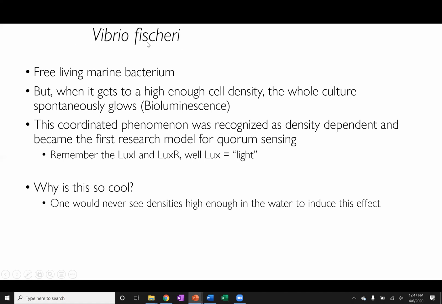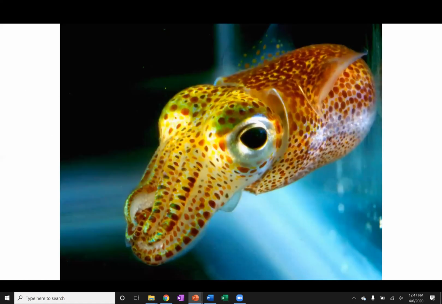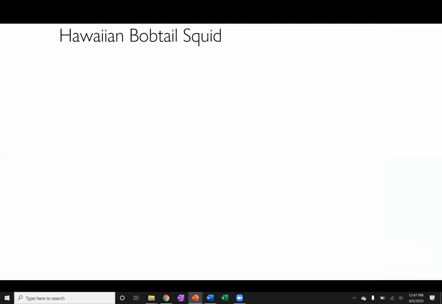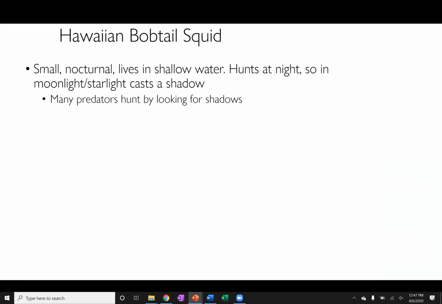So the question is, where do we see this? Well, the cool thing is we actually see it inside the Hawaiian bobtail squid, this beautiful little gastropod here. The Hawaiian bobtail squid is a small nocturnal squid. It lives in shallow waters. It hunts at night, and so the moonlight and stars cast a shadow. One of the interesting things that predators will do is they look for shadows when they're trying to hunt.